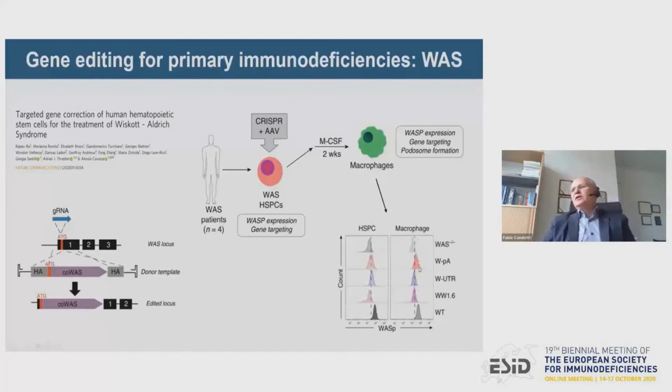And as you can see here, macrophages derived from the gene-corrected hematopoietic stem cells were able to express the Wiskott-Aldrich protein at different levels, but even at levels that were higher than cells that were gene corrected using a lentiviral vector that is currently used in clinical trials. So these are some results that show the feasibility and the efficacy of this treatment, and they are encouraging for further development of these strategies for these and other diseases.